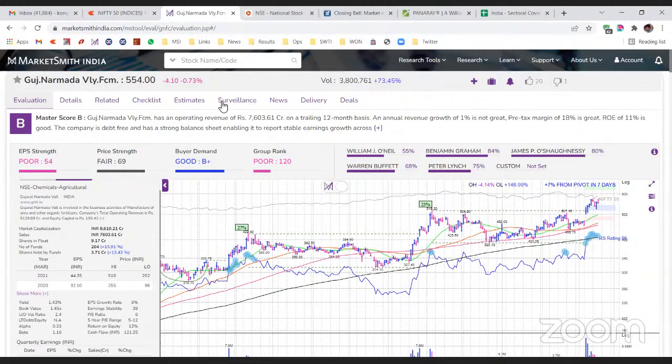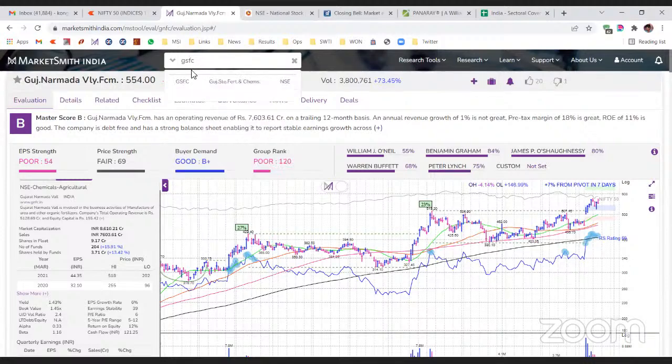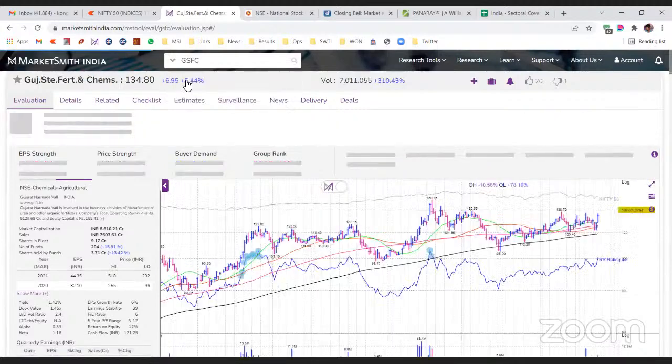Sorry, Vakar, you can go ahead with GSFC. GSFC. Sorry, which stock are you talking about, Vakar? Gujarat State Fertilizers, GSFC. Okay, fine. Yeah, because somebody had asked that query.